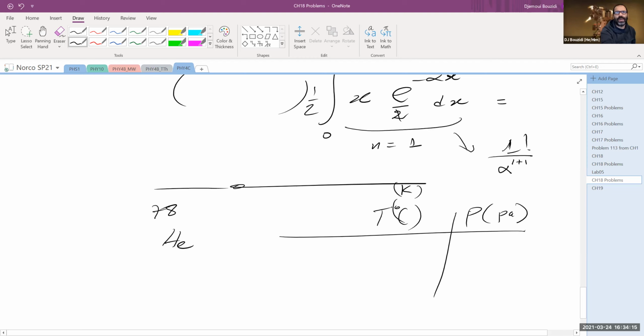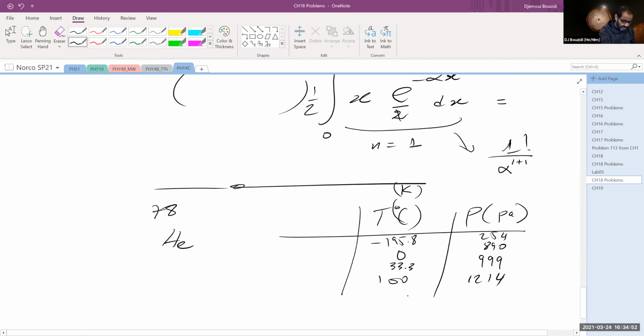If we're going to use PV equal to nRT here, the volume is fixed. The volume is constant. And they gave different temperatures here. At negative 195.8 degrees Celsius, the pressure was 254 Pascal. Now it's 890 Pascals. Then 333.3 degrees Celsius, so it's 999, almost 1,000. Then for 100 degrees Celsius, it's 1,214 Pascal. And finally, it's 232. So this is still helium, okay?